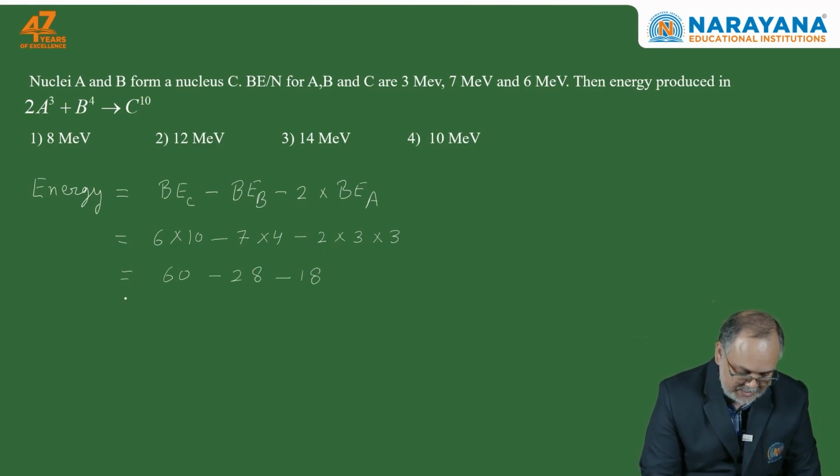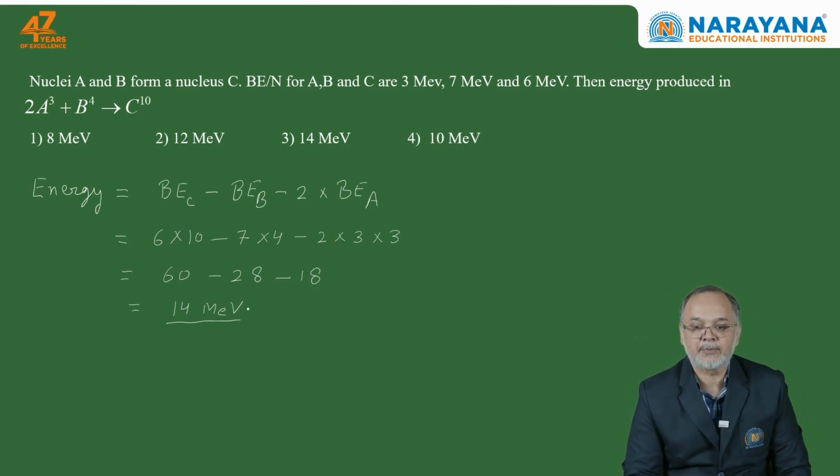So 60 minus 46. So that will be equal to how much? That is 14 million electron volt. So this is the answer for this problem. You can say option C.